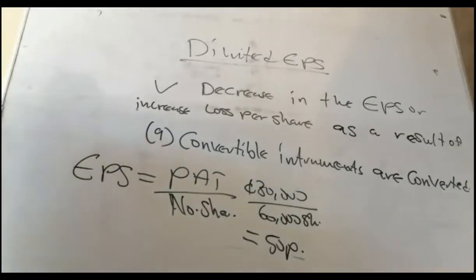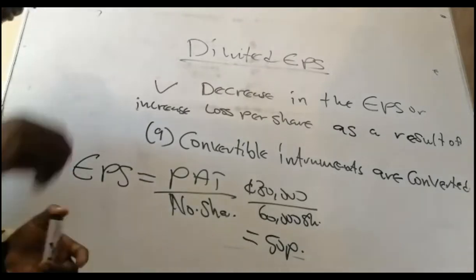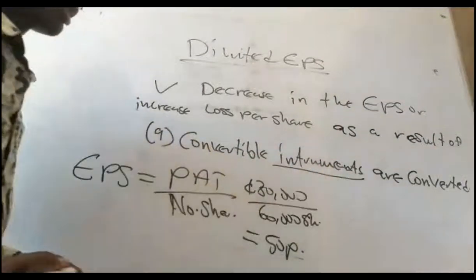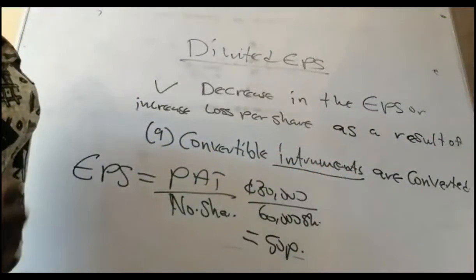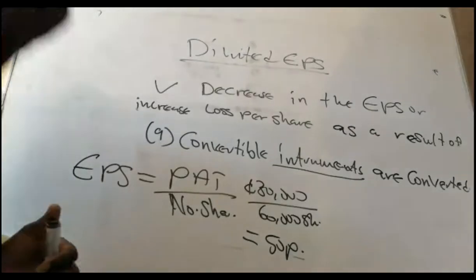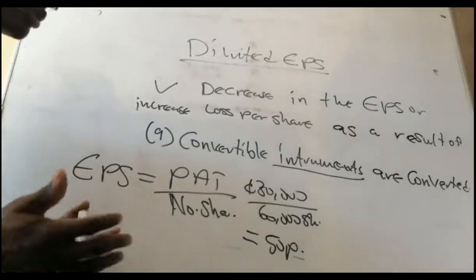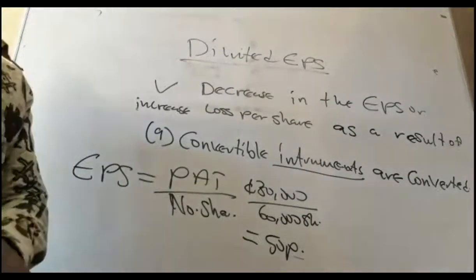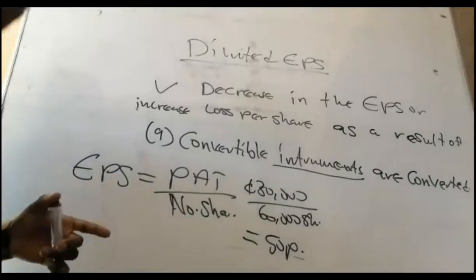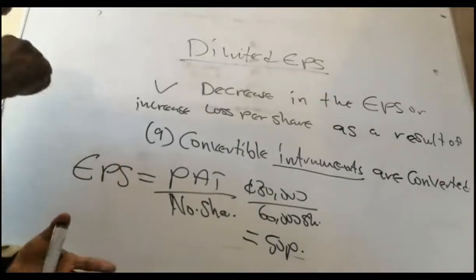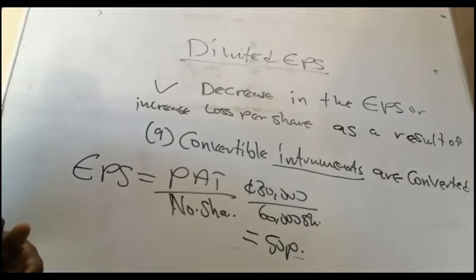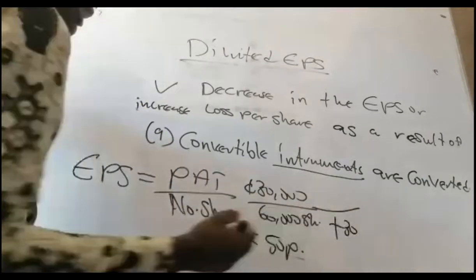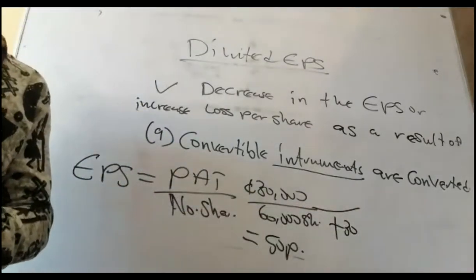Now, if I should tell you that some of the debt instruments or some of the equity instruments which are not ordinary shares yet can be converted into shares. Examples include convertible loan stock. The holder has the option or the right to convert it to equity shares. So when this person converts, the number of shares will increase. Let's assume that when they convert, we are getting 30,000 cedis in addition.